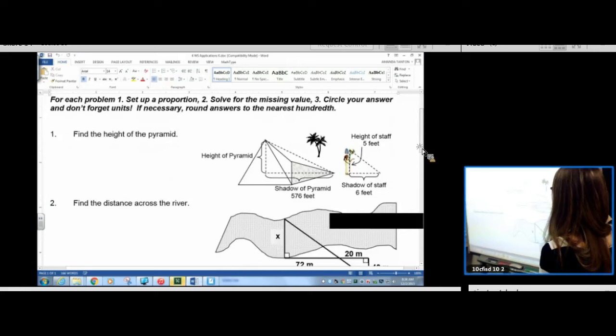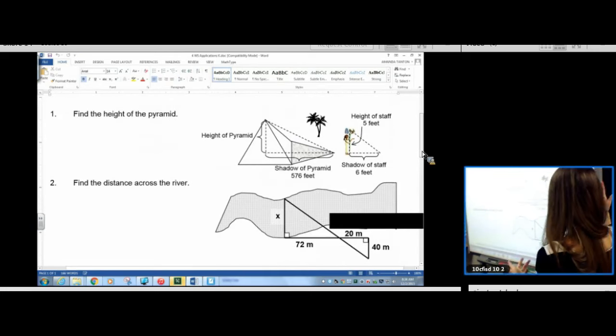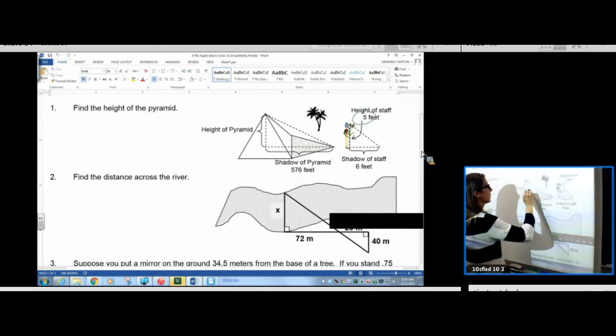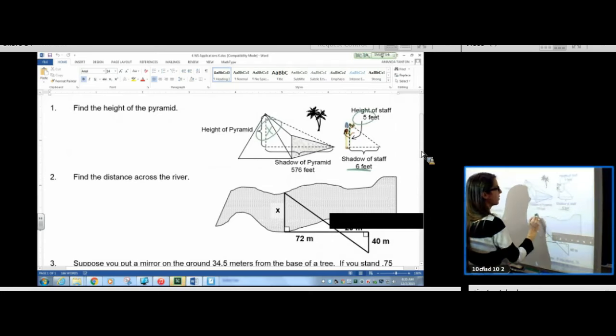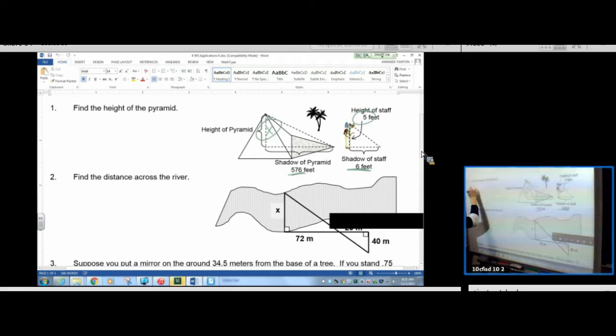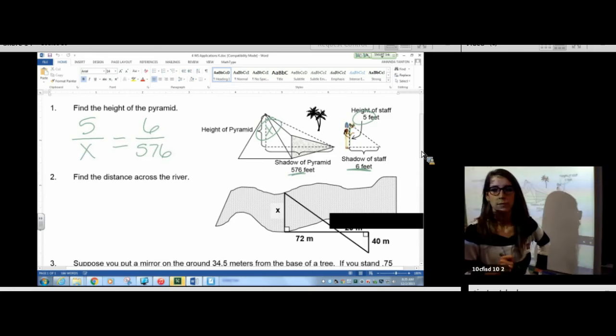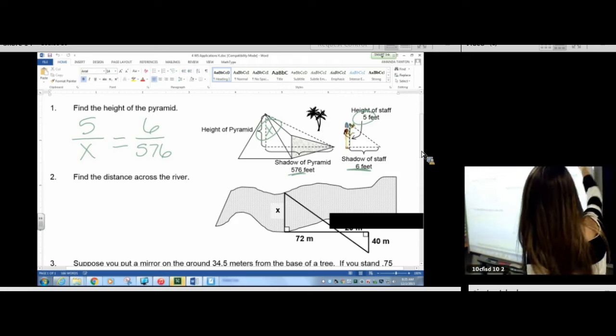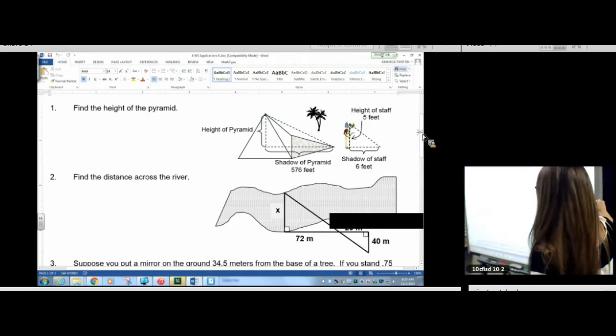Number 1. This is just a basic, you can put height over height equals shadow over shadow. So you can put 5 is to x as 6 is to 576. So that's number 1. Alrighty, number 4.